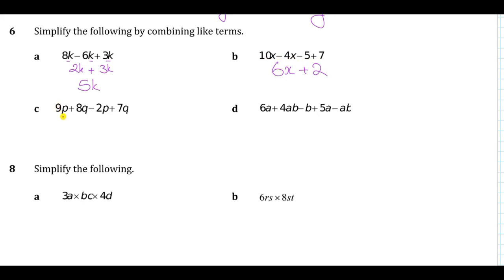Here I've got two p values and I've got two q values. 9p take 2p is 7p. 8q plus 7q is 15q.